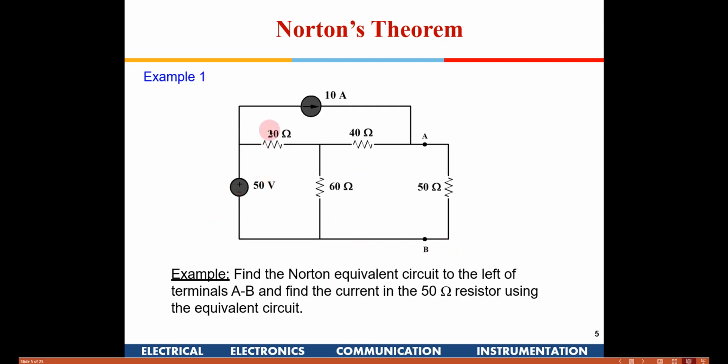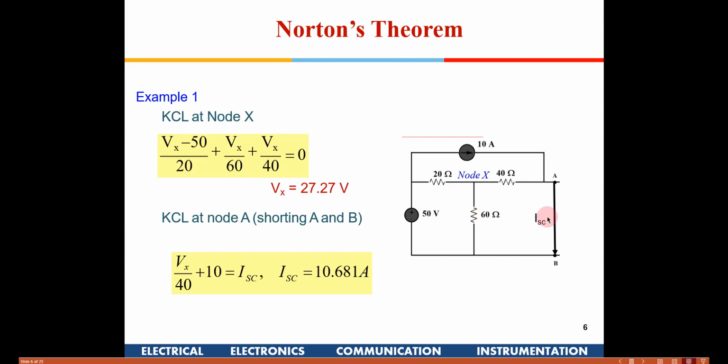This is a useful transformation where we can transform a Thevenin circuit into Norton and vice versa. So we will take an example of how to find the Norton equivalent of a circuit. Here it says: find the Norton equivalent circuit to the left of the terminals AB, and find the current in the 50 ohm resistor using the equivalent circuit. That means we need to consider this 50 ohm as the load resistance. First, to find the short circuit current, we need to remove that 50 ohm and put a short circuit there, which will be known as ISC, and finally this is going to be the Norton current source. So we have removed that 50 ohm.